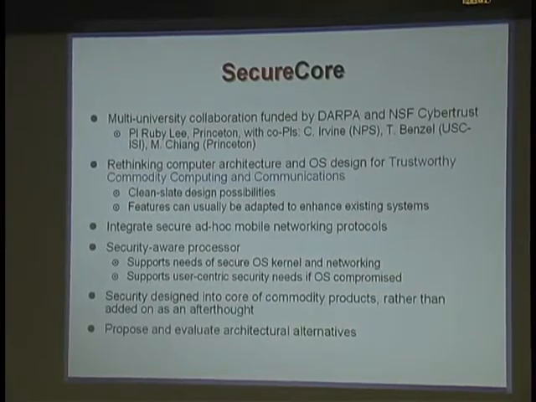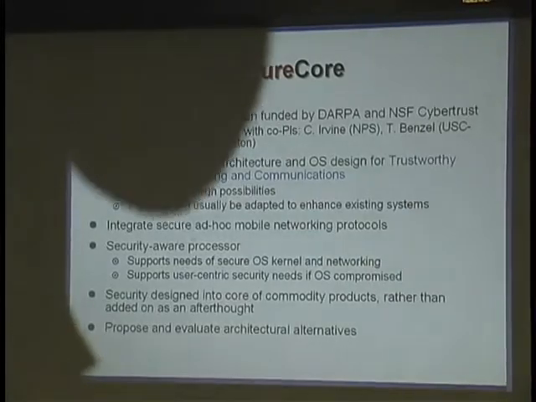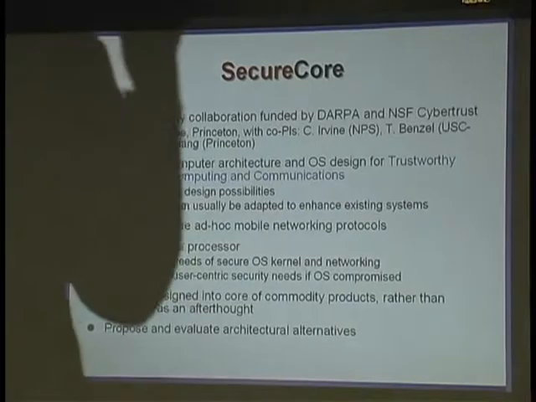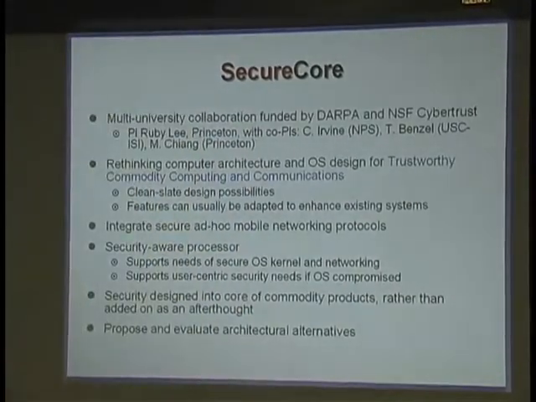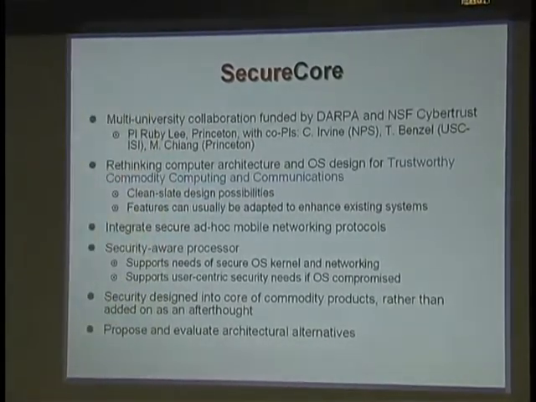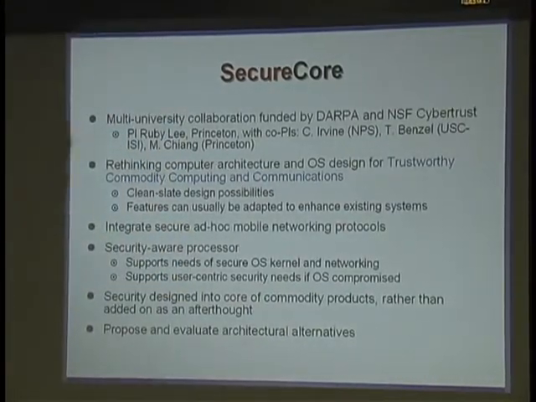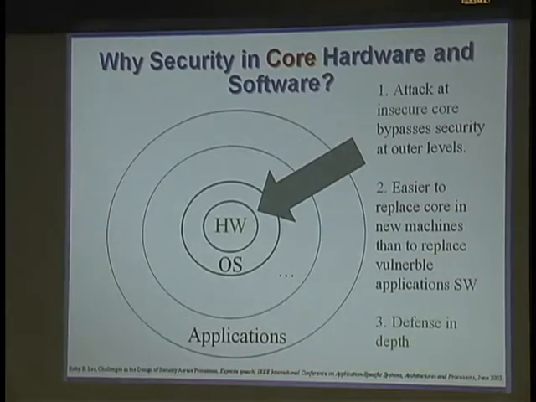Client devices are used by users, and users want certain things. So user-centric security needs, even if the OS is compromised, is something that the processor is interested in, okay? So we feel that it's much easier to design security into the core of the commodity products rather than add it as an afterthought or try to change all the software out there in the world, okay? And we want to propose and evaluate the hardware alternatives.